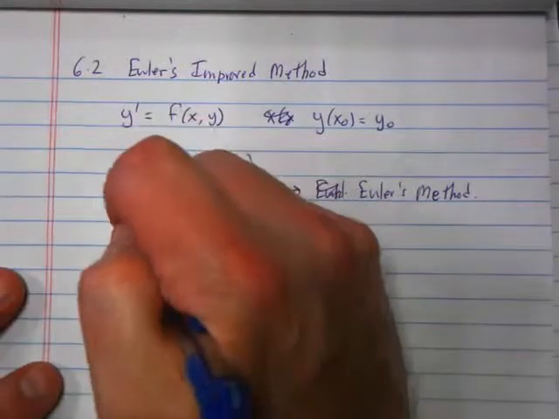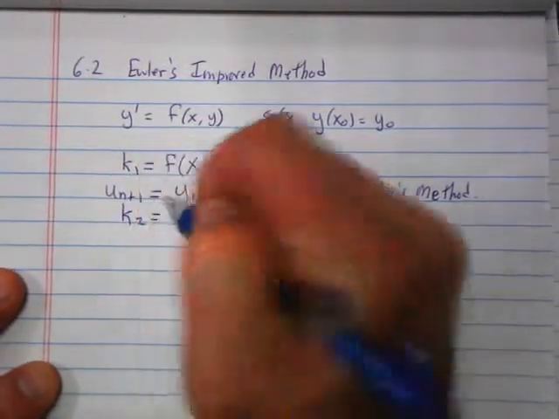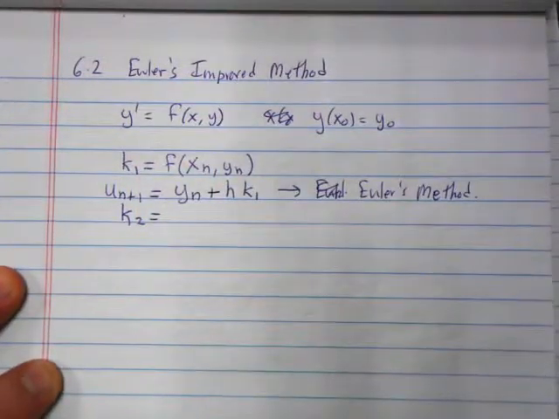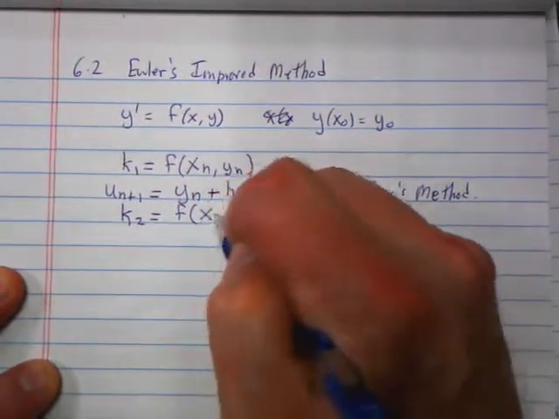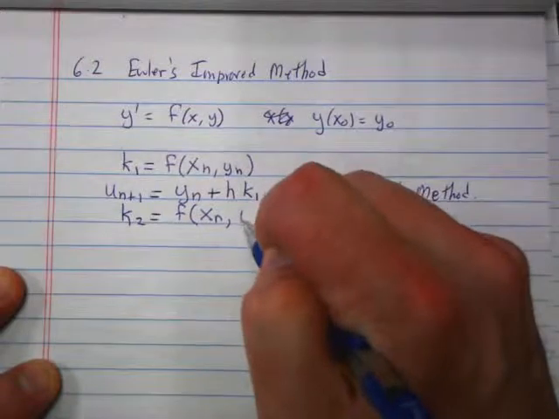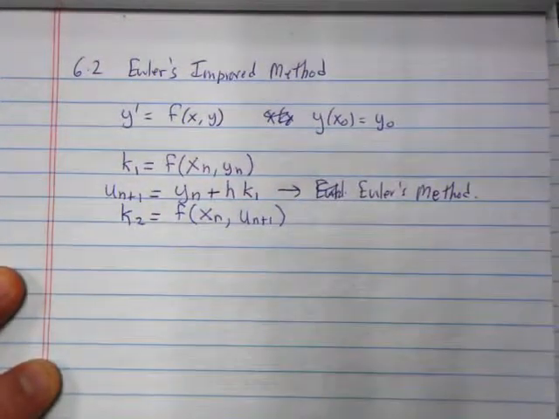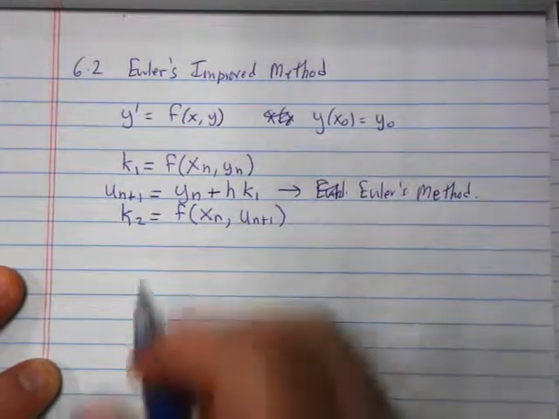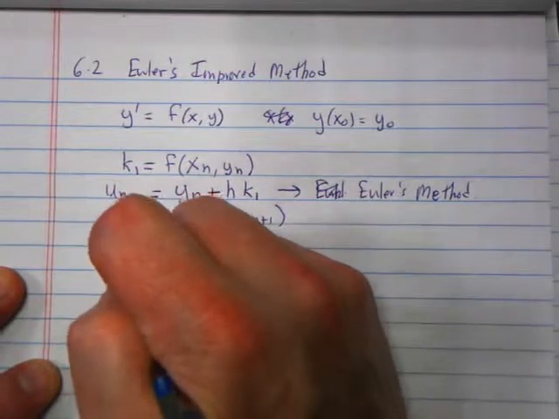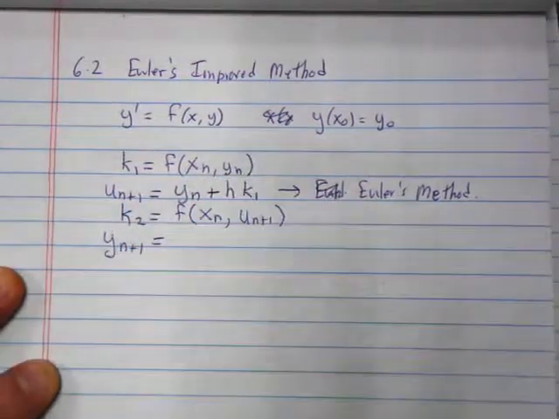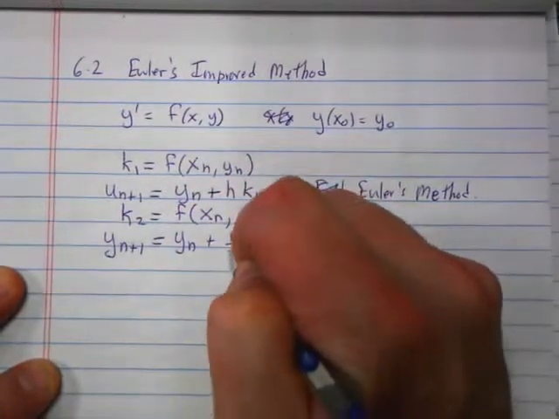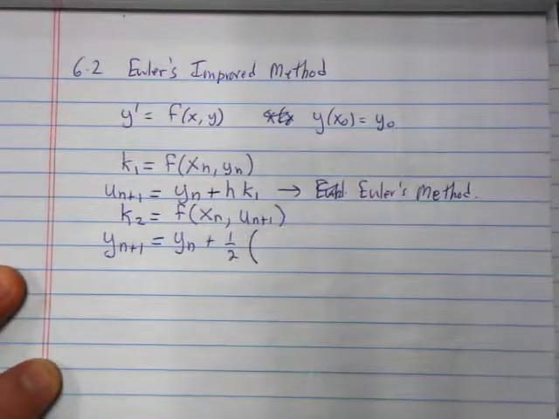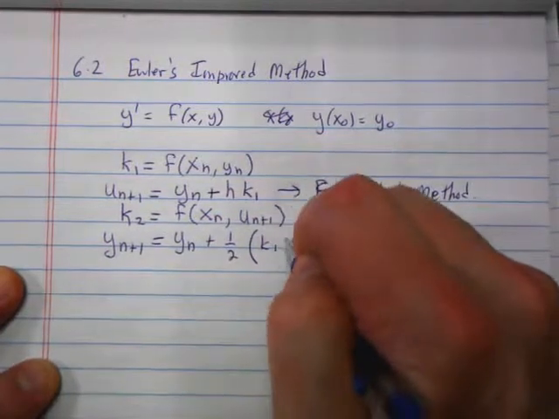We're going to create this thing called k sub 2. K sub 2 is going to be f at x sub n and u sub n plus 1. And then your next answer, your y sub n plus 1, is going to be y sub n plus 1/2 times k1 plus k2.